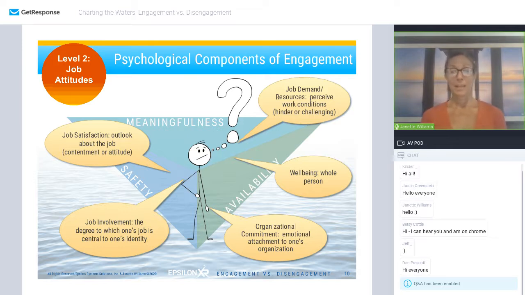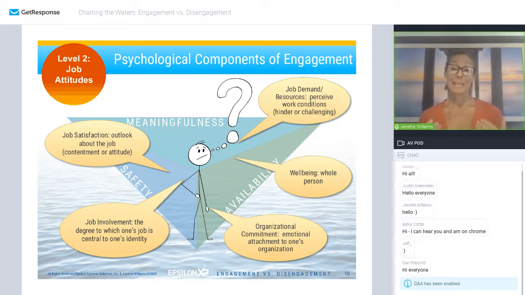Another one is job satisfaction, and that's really the outlook about the job, maybe the team engagement, task engagement. Job characteristics would be job satisfaction. Job involvement is the degree to which someone identifies with their job as central to their identity, and that gets into belongingness, feeling part of the tribe, whether that be in a team or a larger setting. Organizational commitment is the emotional attachment to one's job.